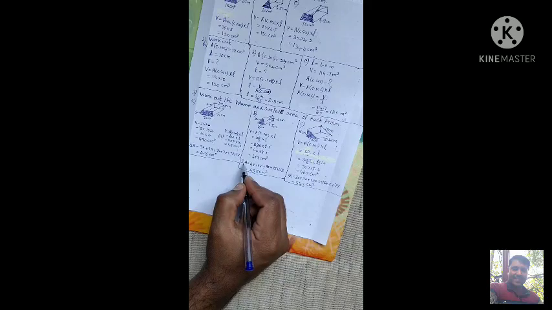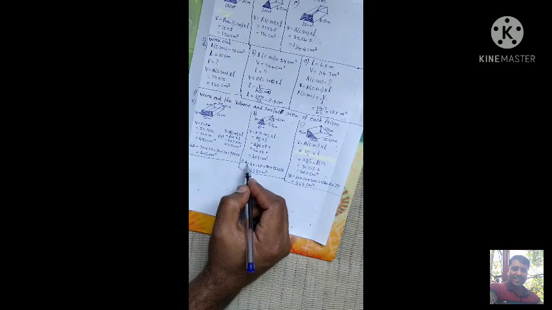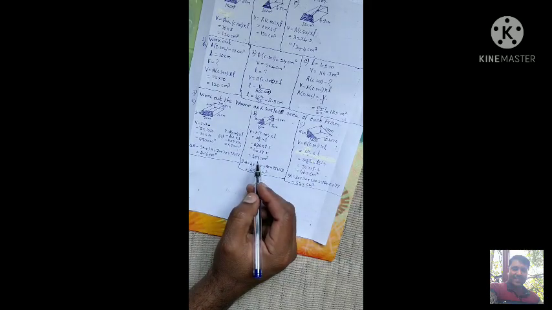It is cube. Now we are going to find the surface area. Surface area means add all the sides' areas.